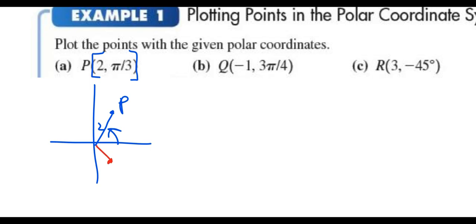Now, you're probably saying to yourself, 3 pi over 4 isn't down in quadrant 4. Well, where is 3 pi over 4? Well, that's actually halfway in the middle of quadrant 2. But then I noticed right here we have a negative radius. A negative radius. That's going, instead of moving forward 1 unit, we moved backwards 1 unit.